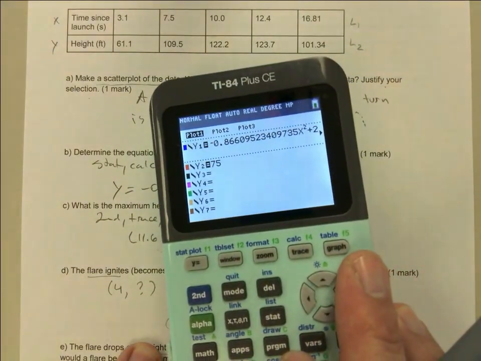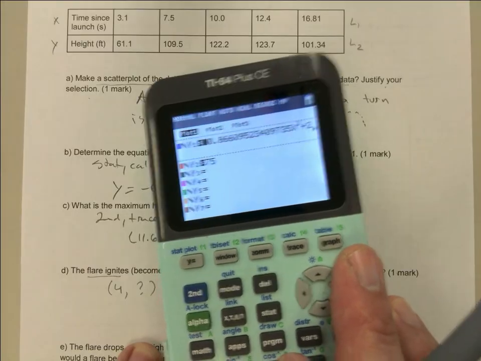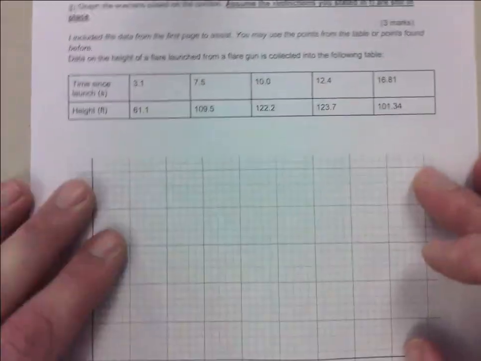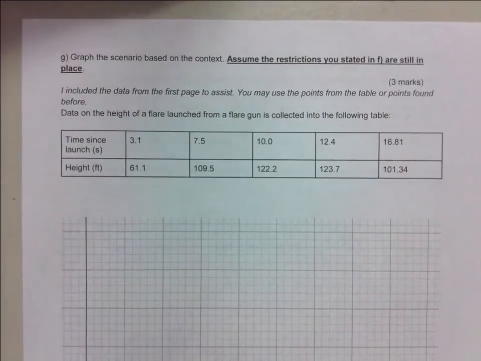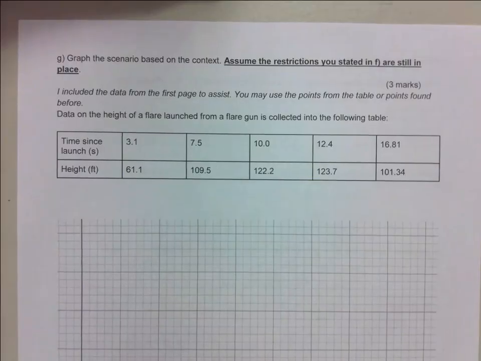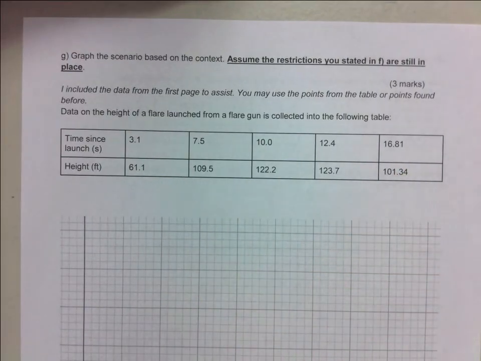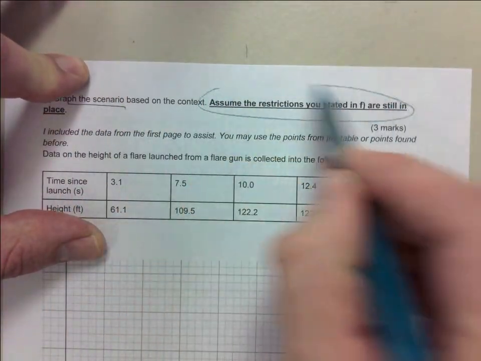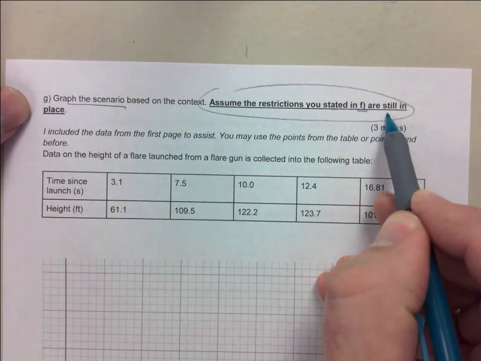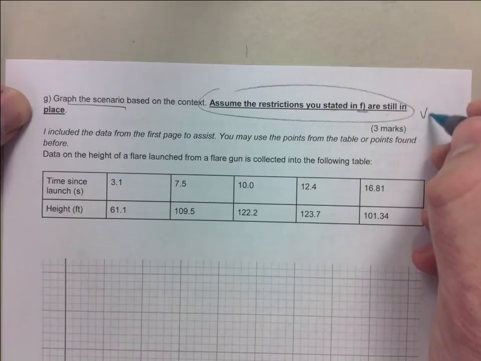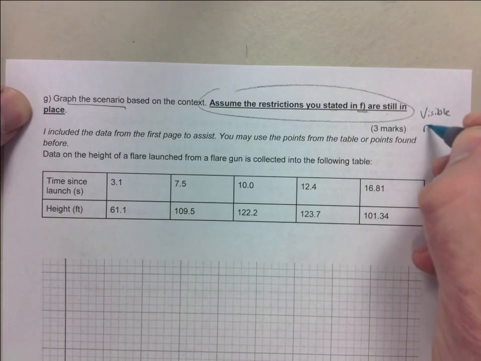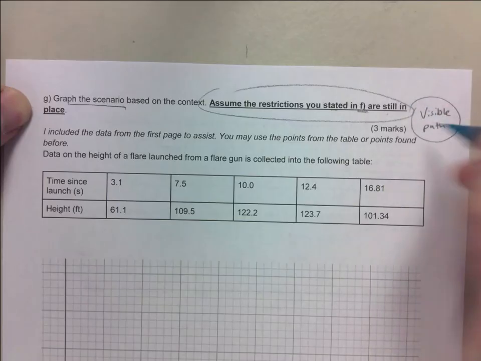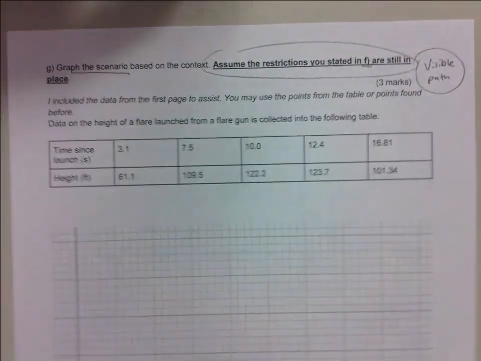Okay, it should look like this, right? Okay, backside, graphing. This is something that you should be able to do, right? When they give you points, you can use the points to graph, but you have to be careful here. Again, I did the curveball thing because I say graph the scenario, assume that the restriction you stated in F are still in place. So only the visible path only, right? That's what we're going to focus on.